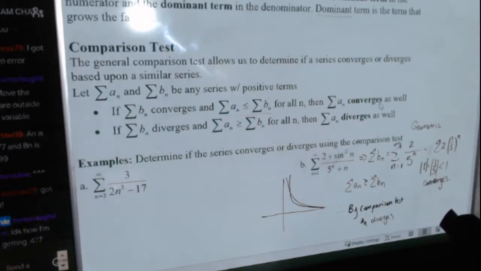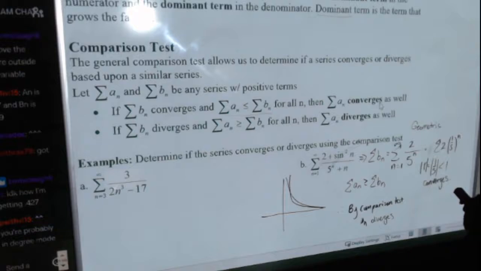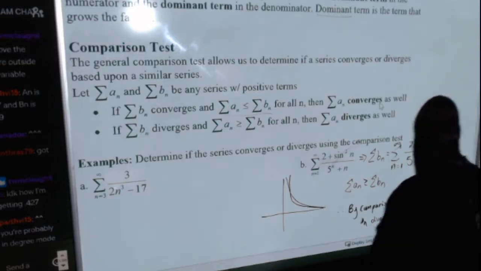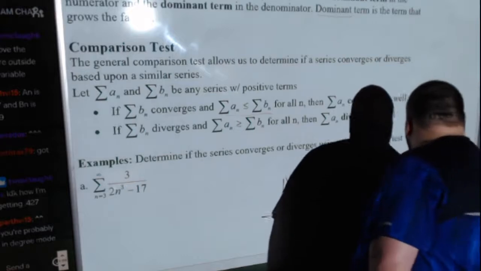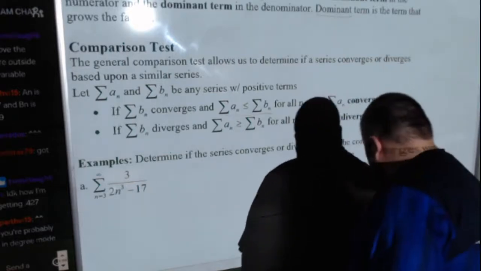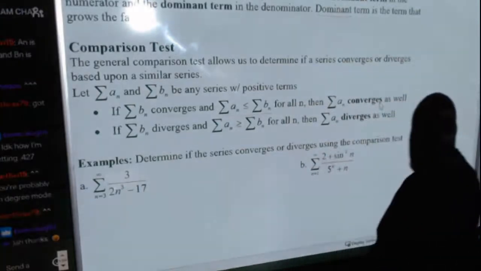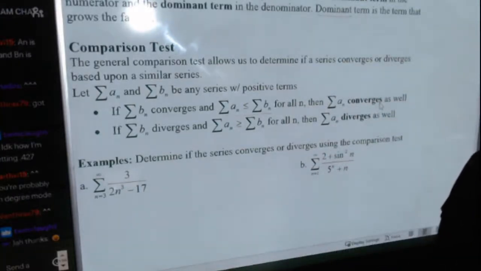Yep, even 30 terms, it's still bigger. All right. So let's see if we can find one that converges, right? Let's see if we find one that makes some sense. So far, the first two haven't met the criteria, right? Because we've got to have both.